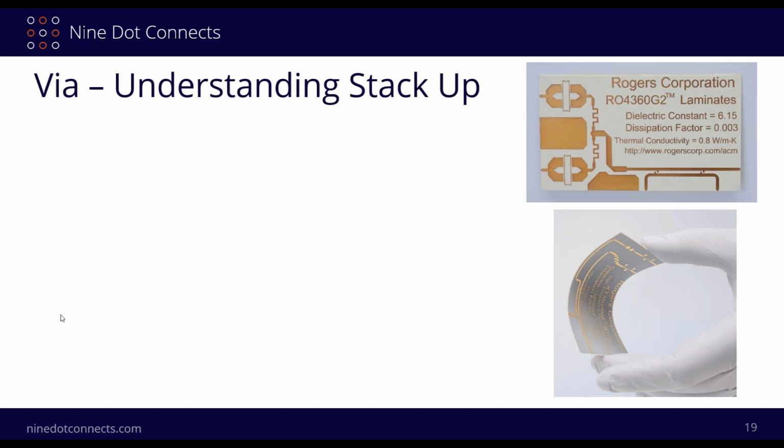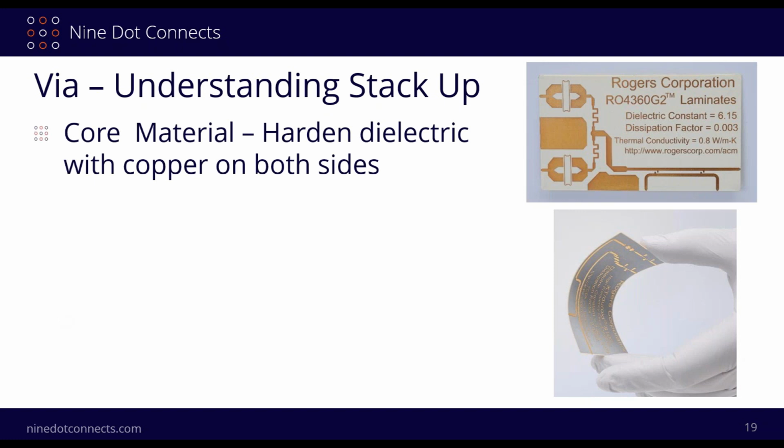So, all right, we talked about the fabrication of the vias. Let's take a step back and talk about the fabrication of the board, because this also has a lot to do with the types of vias that we can choose. Let's talk about the three main materials.